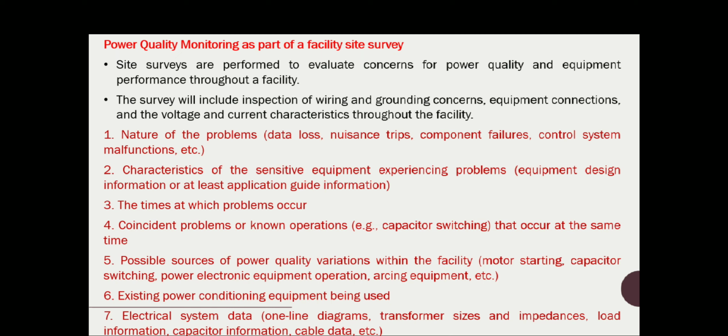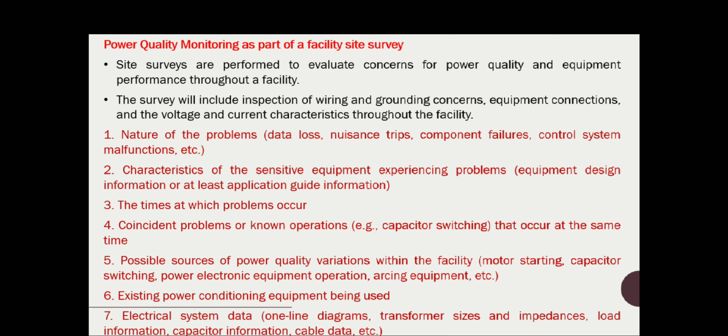Possible sources of power quality variations within the facility. Whenever there is motor starting or capacitor switching, power electronic equipment operation, arcing equipment, these kinds of things are the main sources of power quality variation. So we should monitor this also.